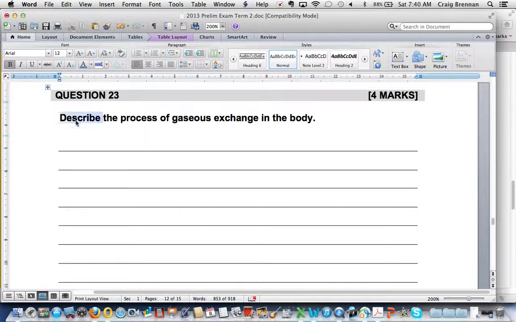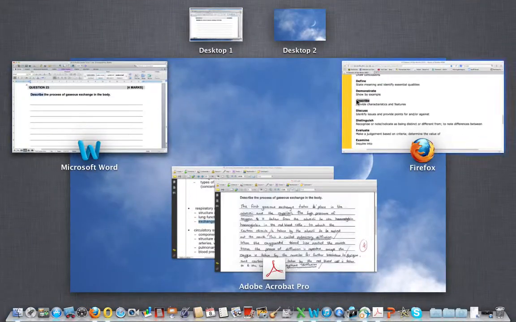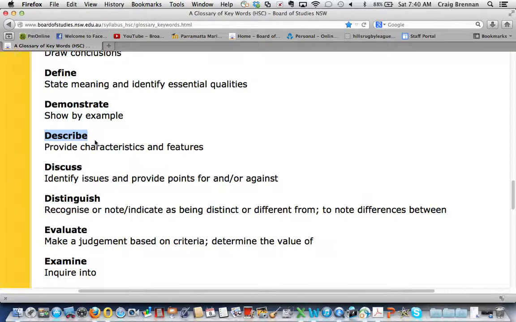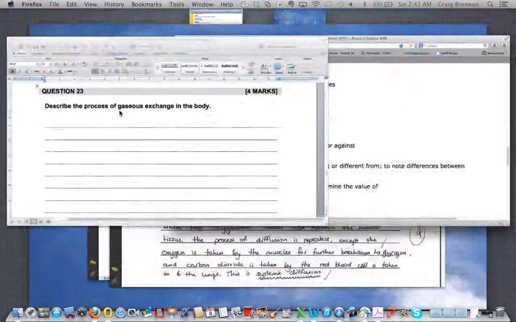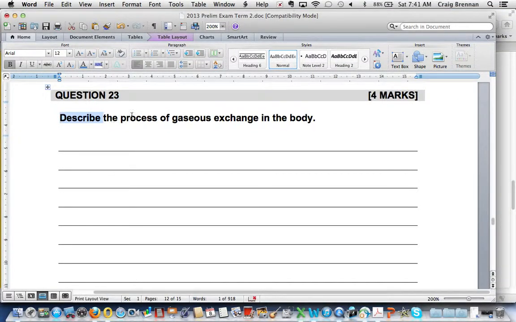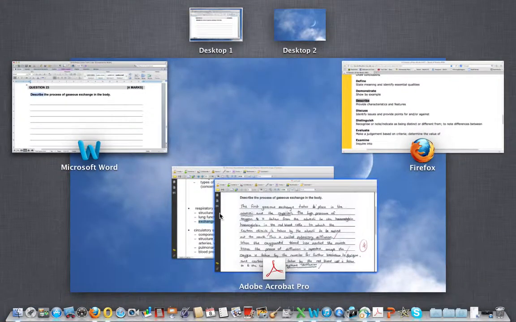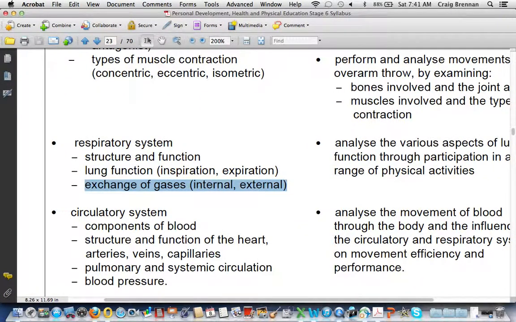Our key term being described, we go and have a look and see what that means: the characteristics and the features. So students need to provide the characteristics and the features of the process of gaseous exchange in the body. What are the characteristics and features? From our syllabus, we'll notice that in the respiratory system, the bottom dot point looks at exchange of gases, internal and external.